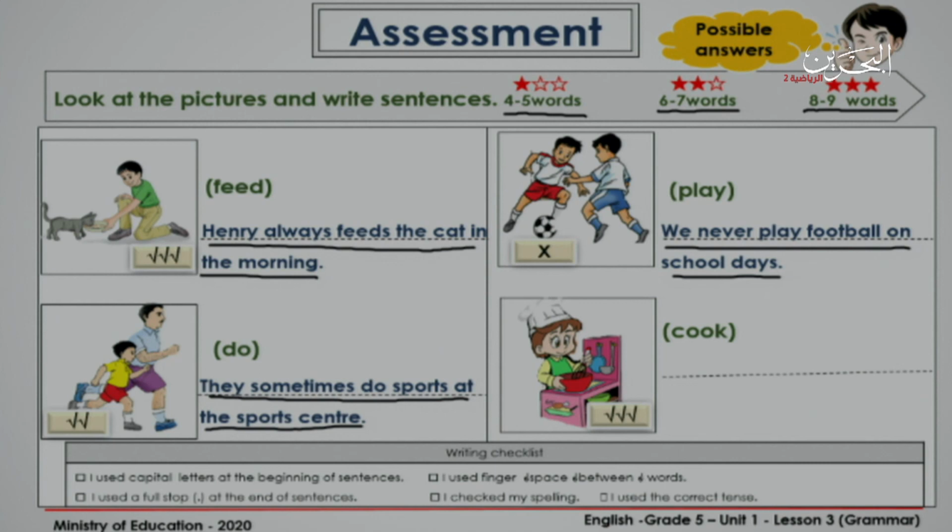Excellent. And the last one, she always cooks pasta for dinner. We added an S at the end of the verb because we have she. You did a great job.